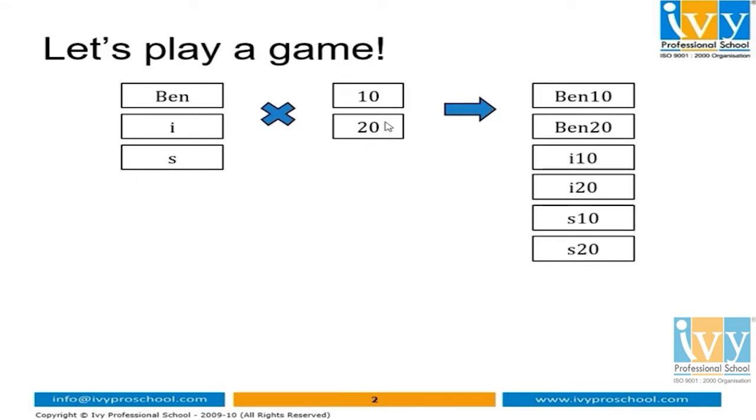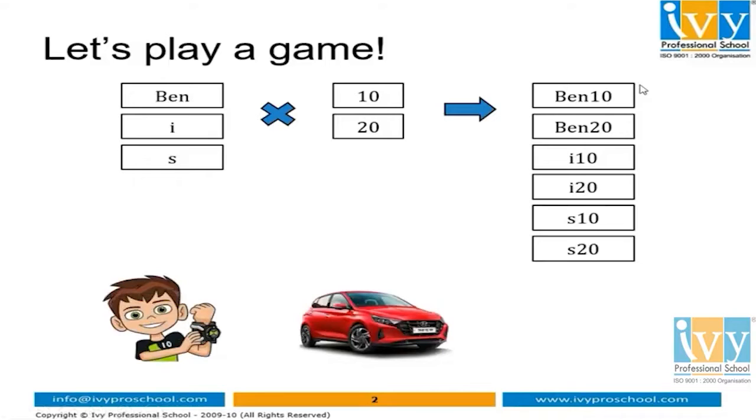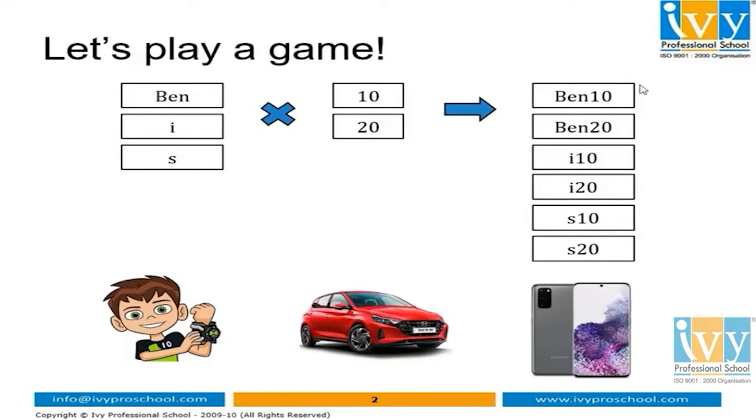And this is the result set. The ones which I liked are B10, I20 and S20. Now how did I come up with this result set? This is through the concept of the Cartesian product. I repeat, the Cartesian product.